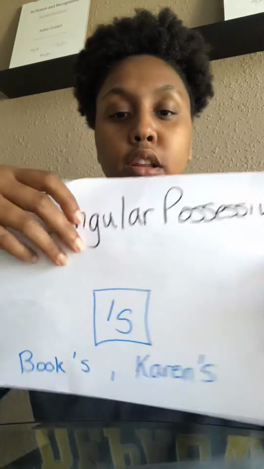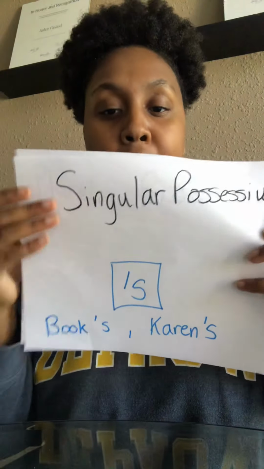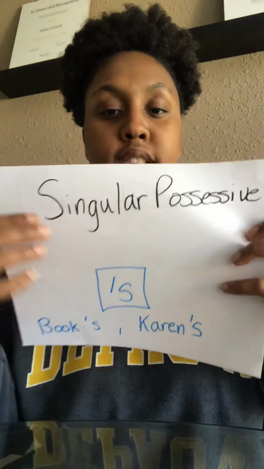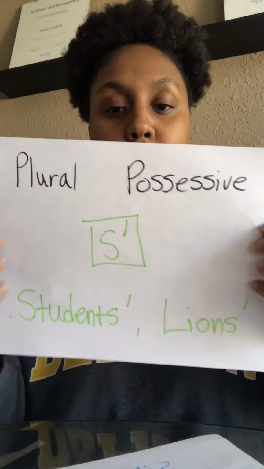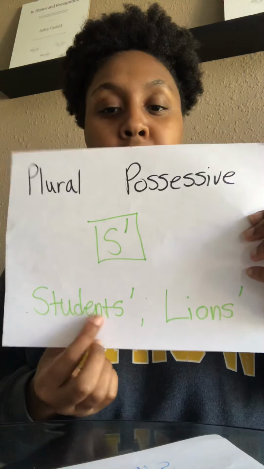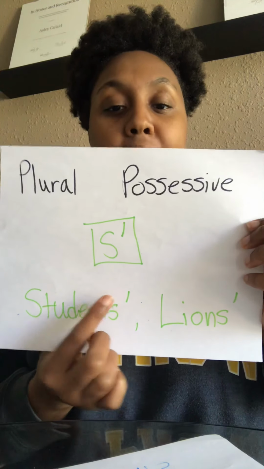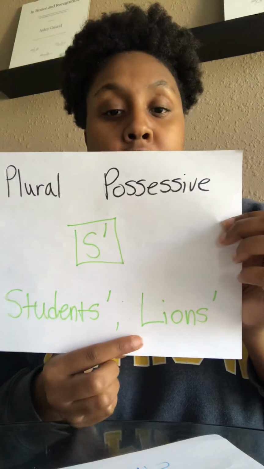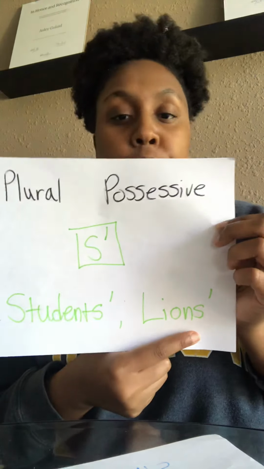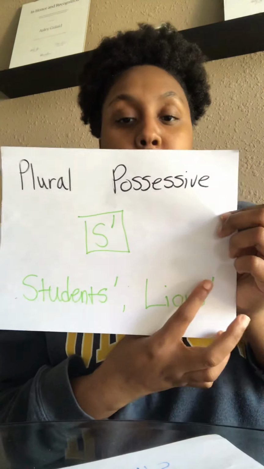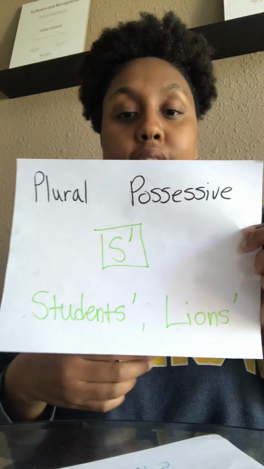Remember, on singular, the S came after because book was by itself and carrot by itself. But for plural, the S was already telling me that this was a plural noun, so to make it plural possessive, I put the apostrophe after the S. Just like lions. Lions already had the S to make it plural, so I put the apostrophe after the S for plural possessive nouns.